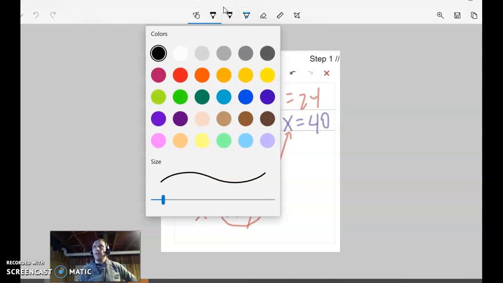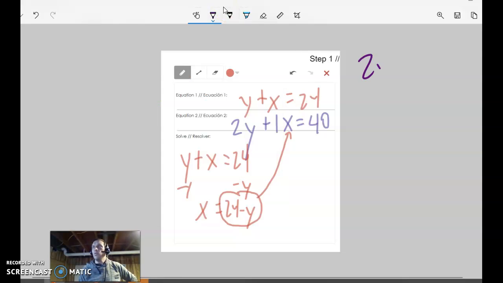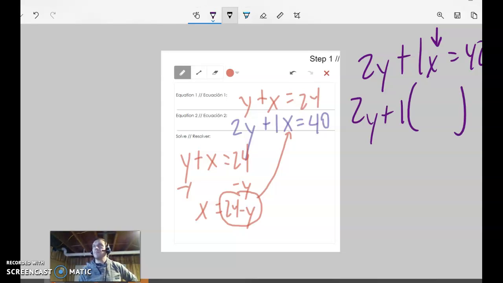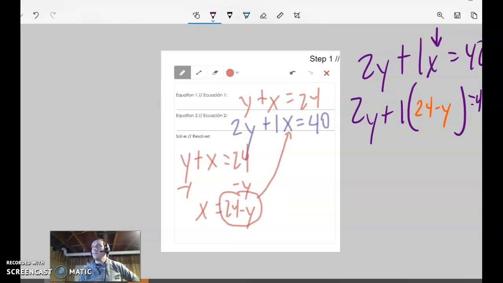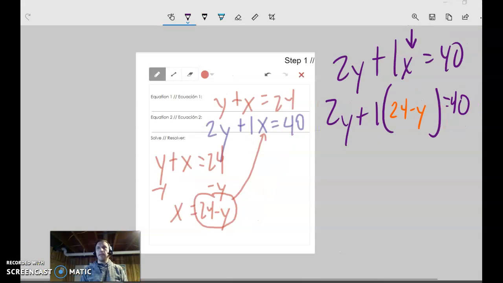So this equation right here, we'll go back to purple, was 2y plus 1x equals 40. But I'm going to replace this x with the 24 minus y. So 2y plus 1 times (24 minus y) equals 40. Oh, and I'm running out of real estate here, so give me a second. All right, now you can see that, right? It's equal to 40. Now what we're doing for the rest of this is math, right?